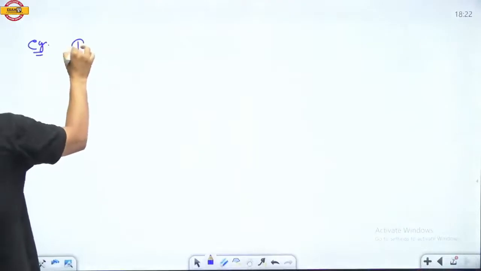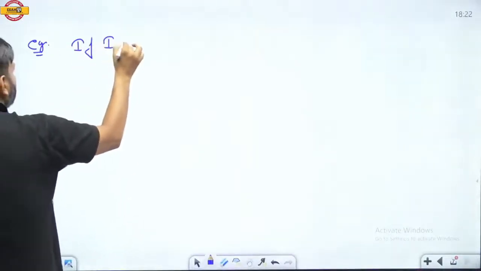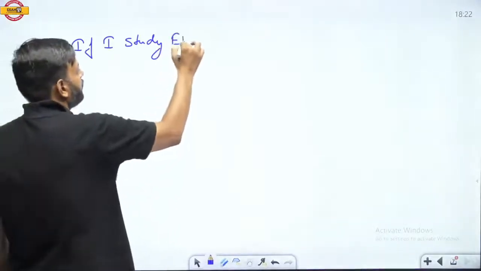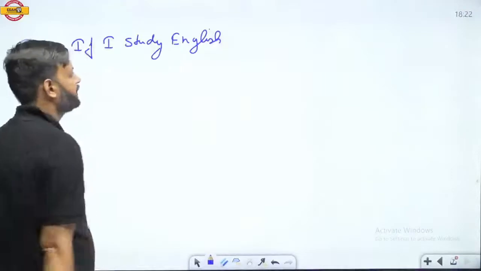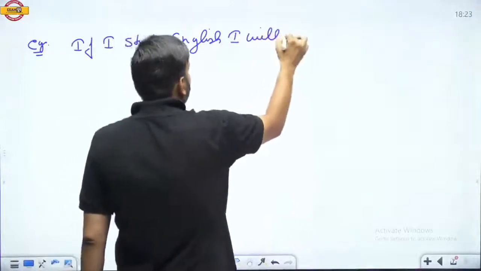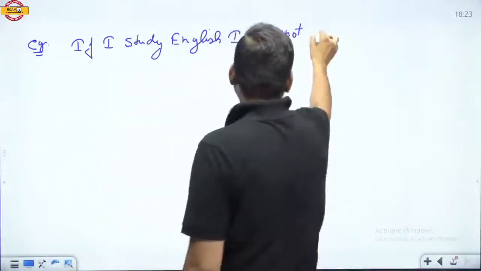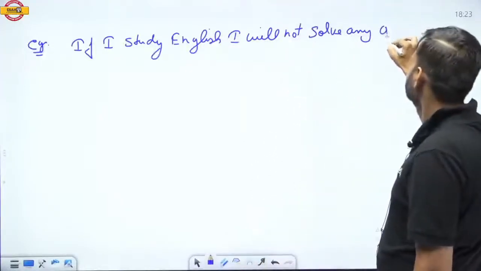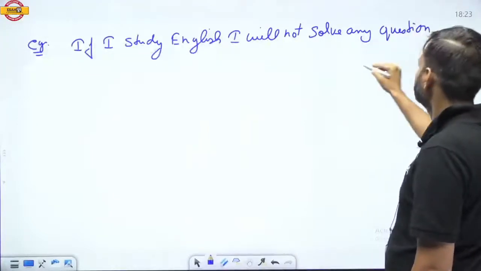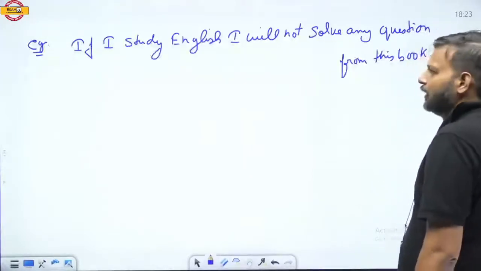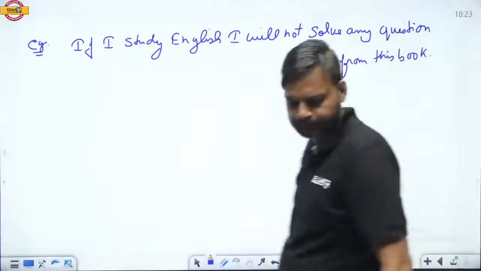If I say, if I study English, I will not solve any question from this book. Now tell me, is this sentence correct or wrong?